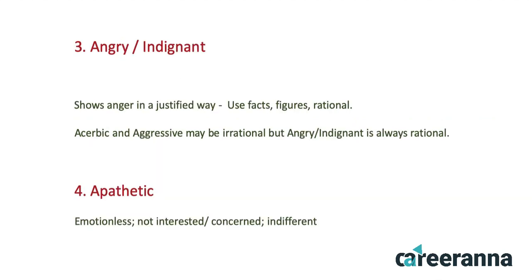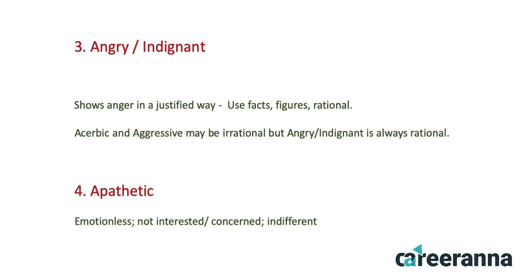Now moving to the next set of tones, first is the angry and the indignant. In this particular tone, when I talk about angry, the author is trying to show the anger in a justified way using facts, figures, rationale. Now the major difference between acerbic and aggressive as compared to angry is that acerbic and aggressive may be irrational, but angry is always rational.